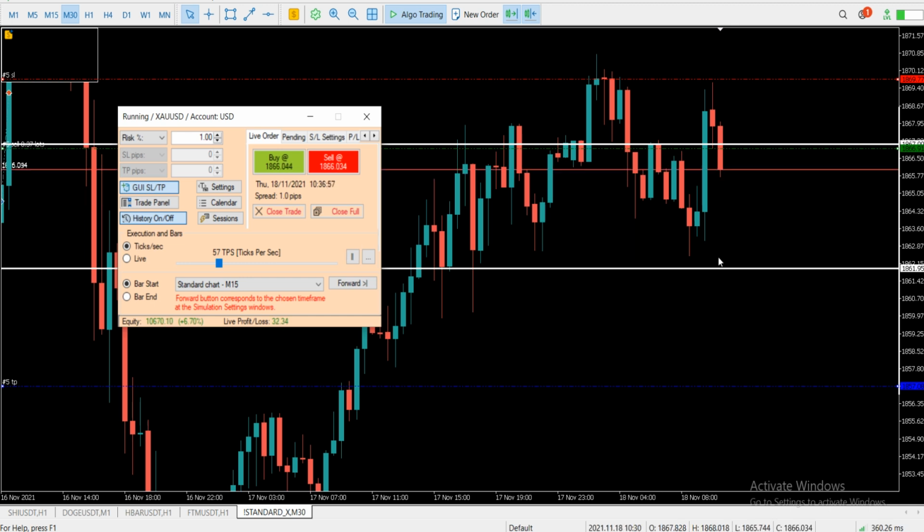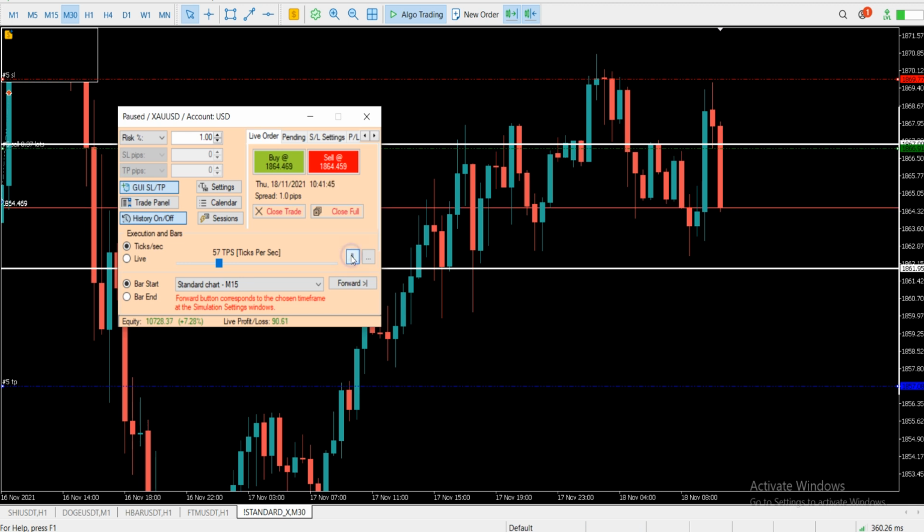Price should easily tap this level. It can go to this level, but it should easily tap this level, right? There should be no problem. Okay, we are pushing down. I'm almost making one by one right there.